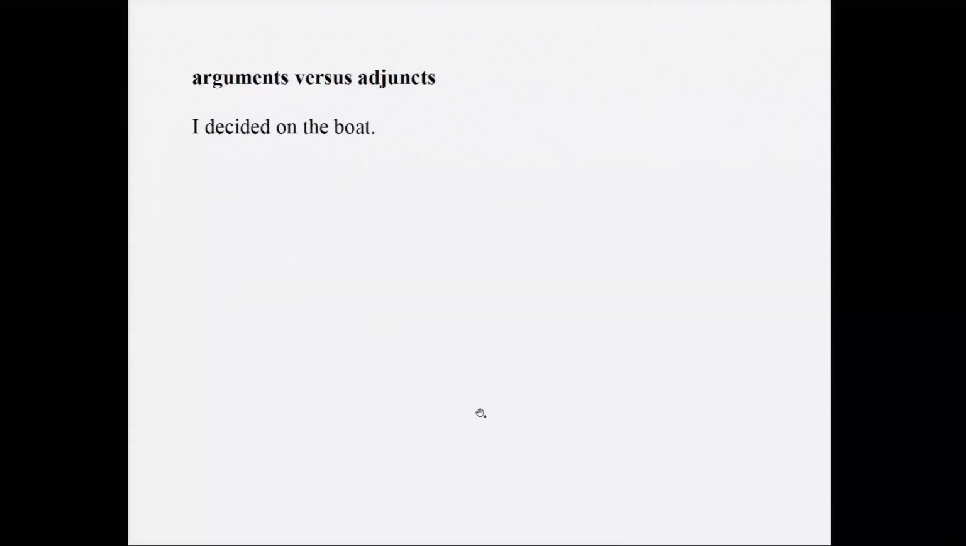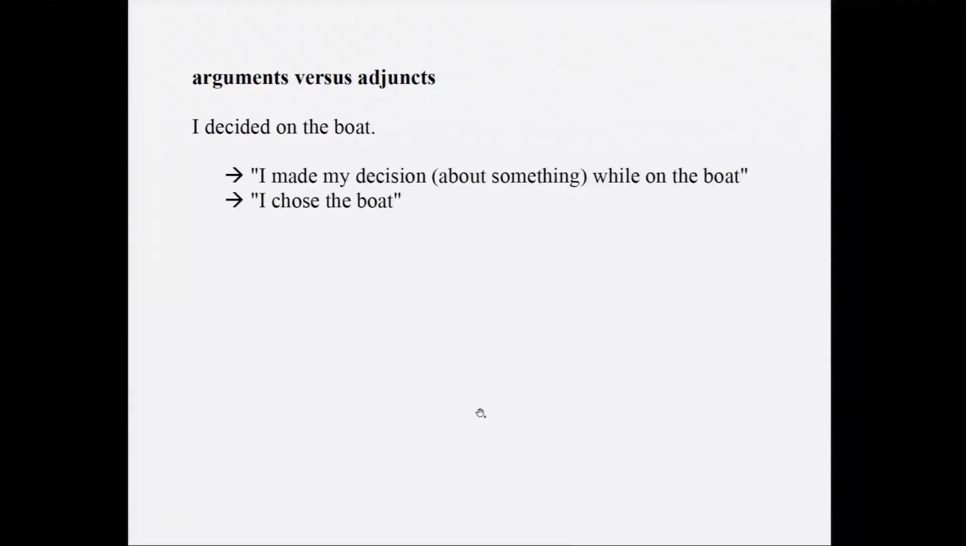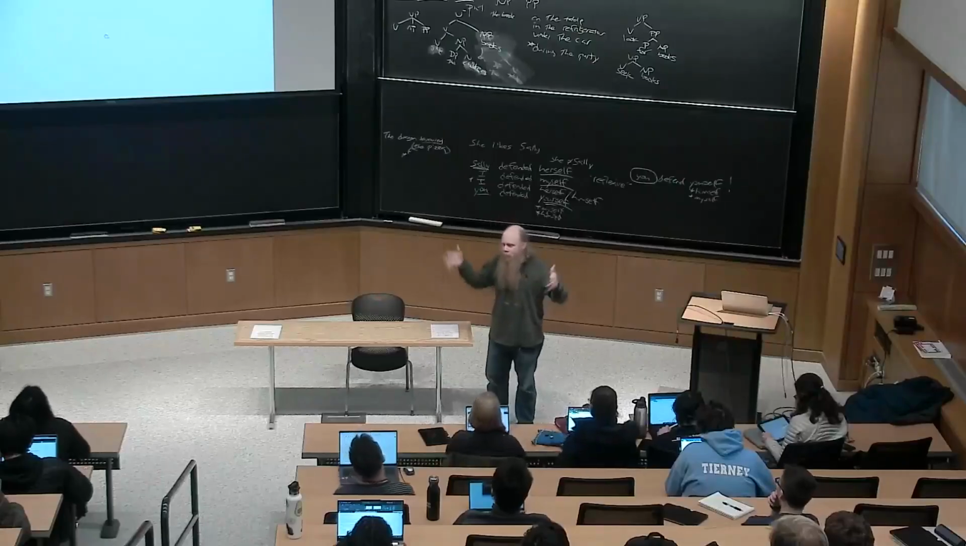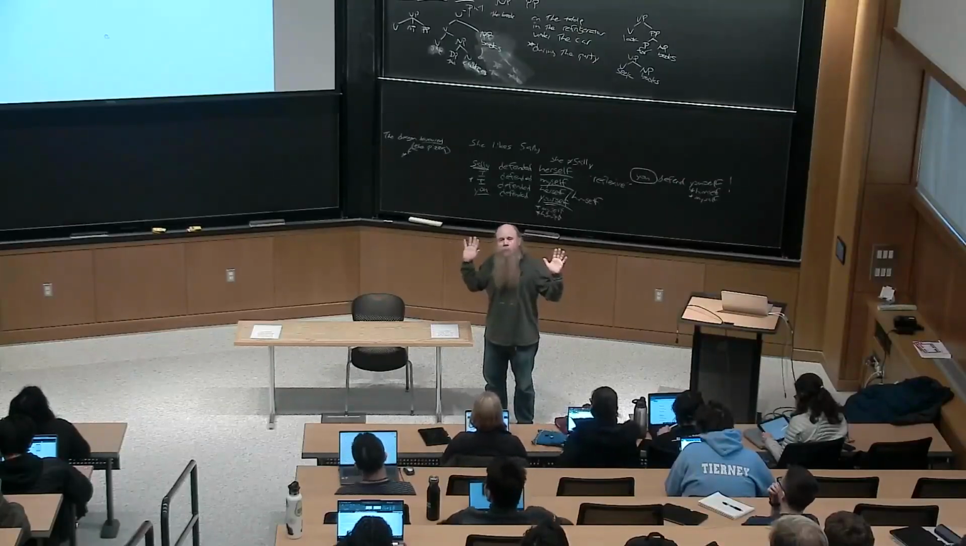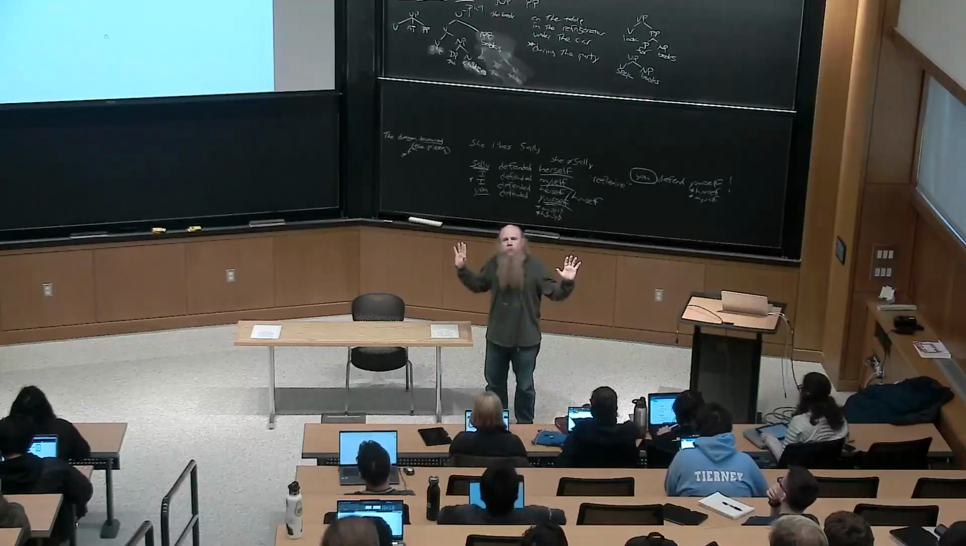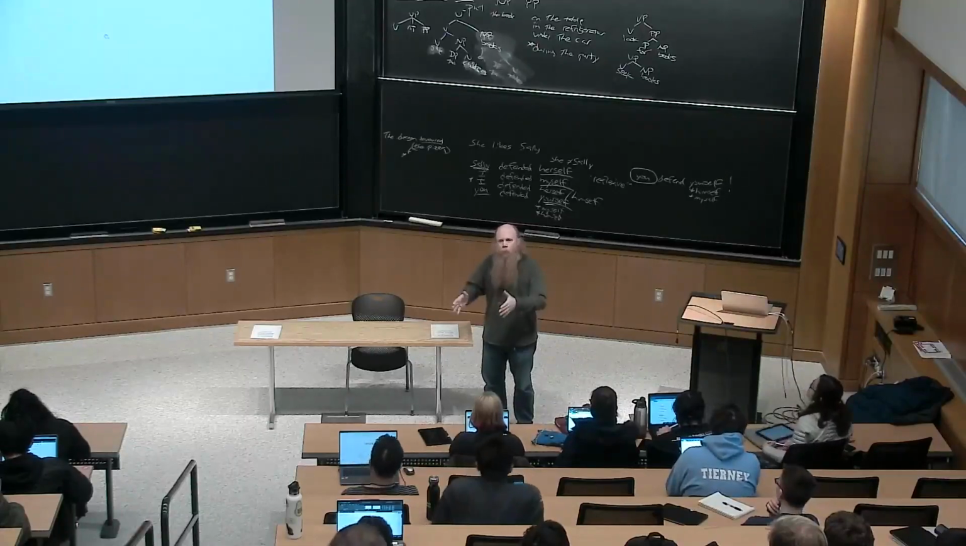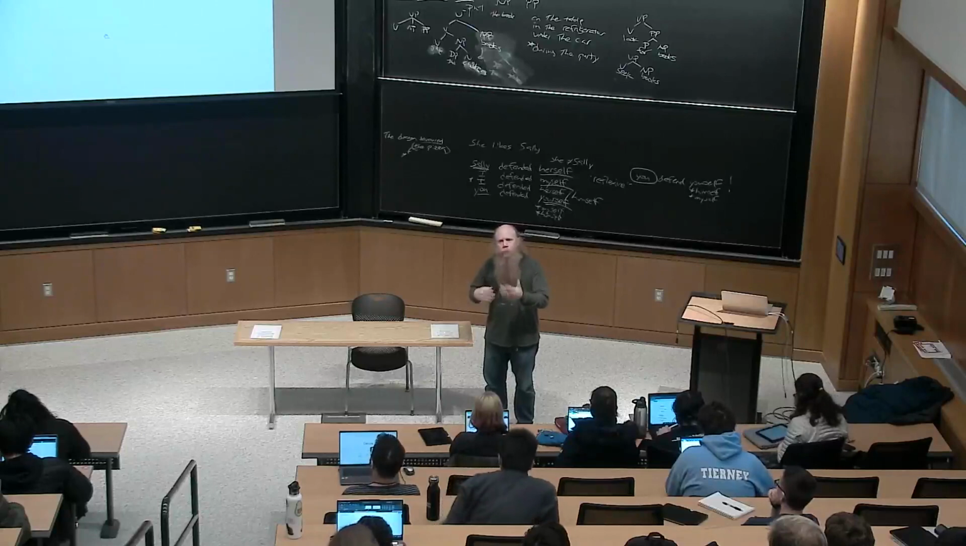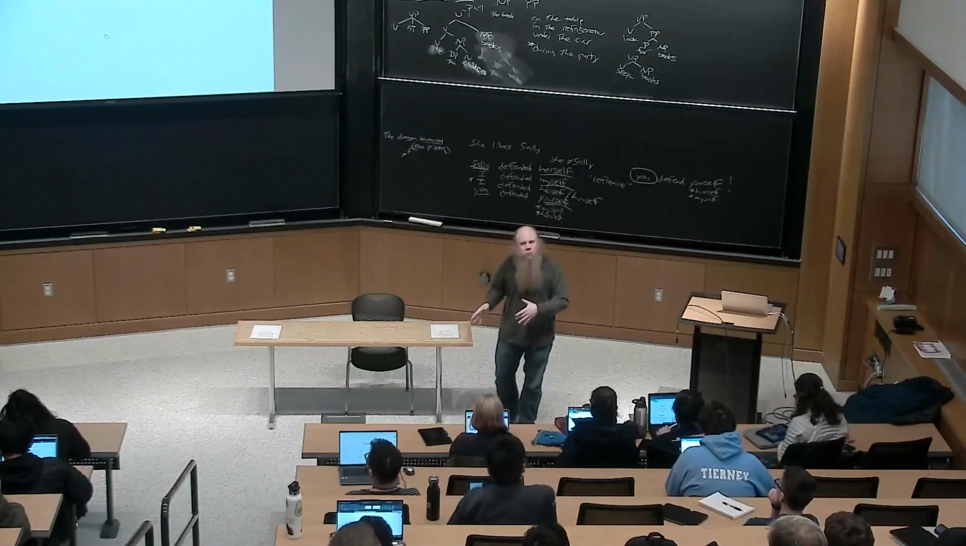All right. And then, I think this is the last thing we did last time. I was trying to illustrate arguments and adjuncts to you, and we were in the middle of deciding on the boat. So let's decide on the boat again fairly quickly. What we decided was that the sentence "I decided on the boat" can mean at least two things. It can mean either I had some decision to make and I made it while I was on the boat, right? Or it can mean I chose the boat. I was trying to choose between the boat and something else, and I chose the boat.